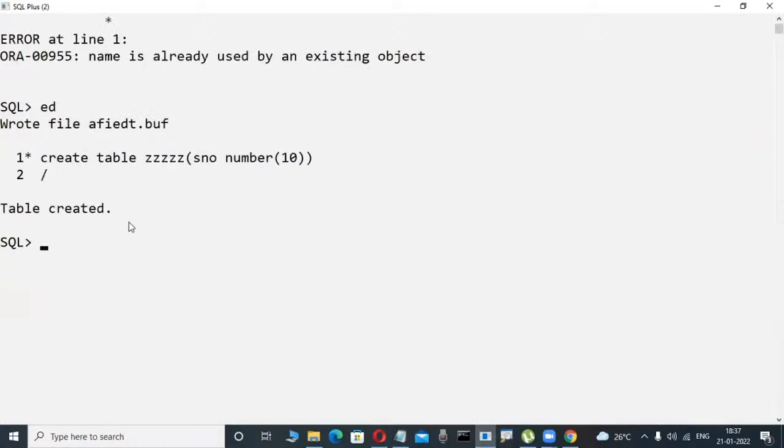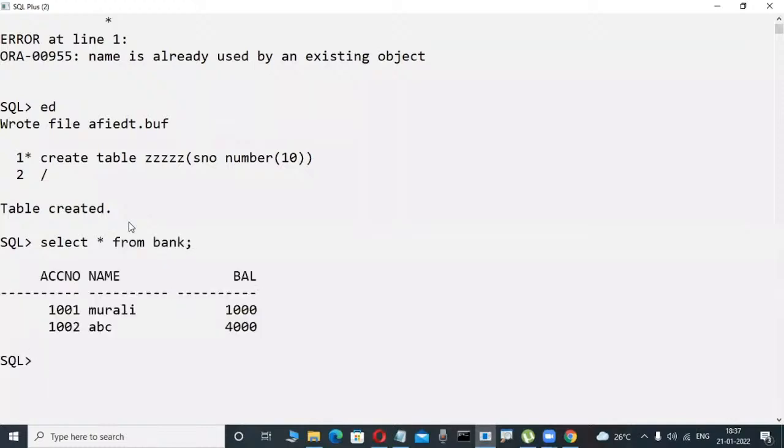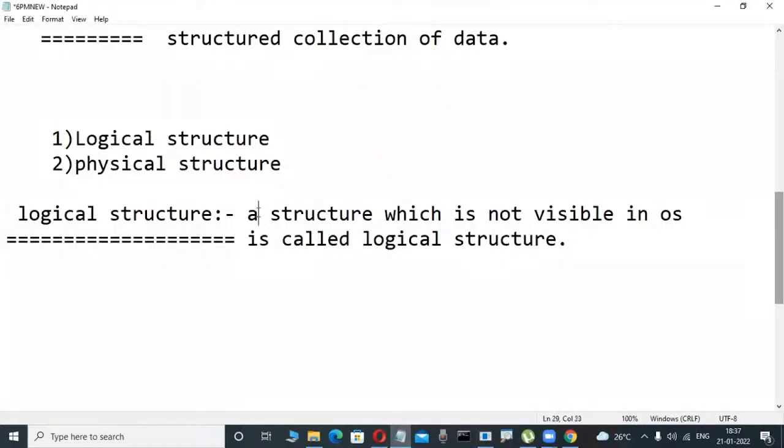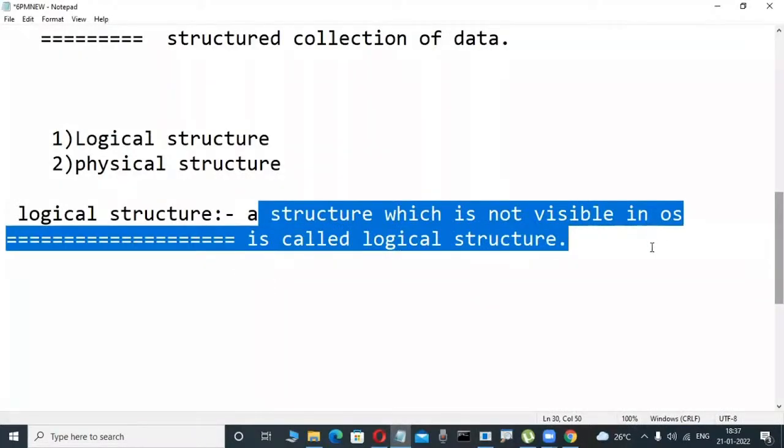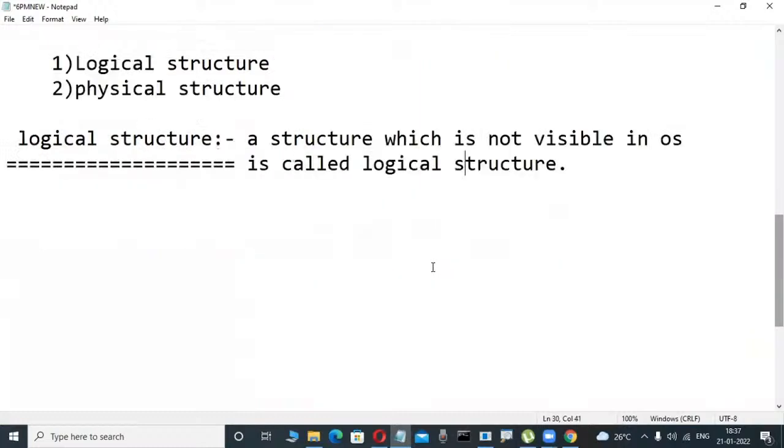This is a database only, don't worry. In this database only, it is visible. So those tables are visible in the database. That is not visible in your C drive, D drive like that. That's why a structure which is not visible in the operating system is called a logical structure.